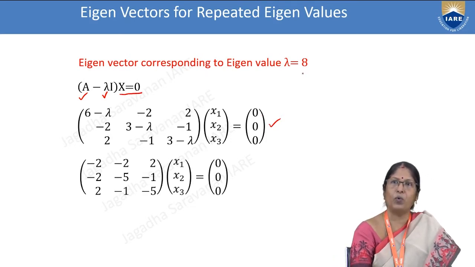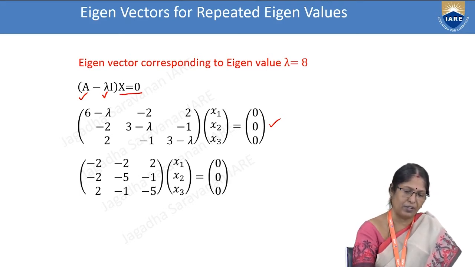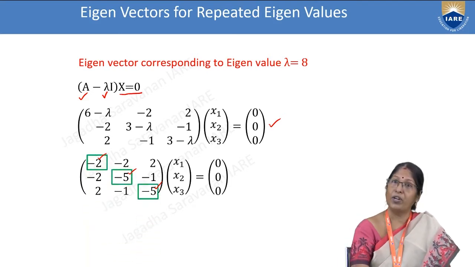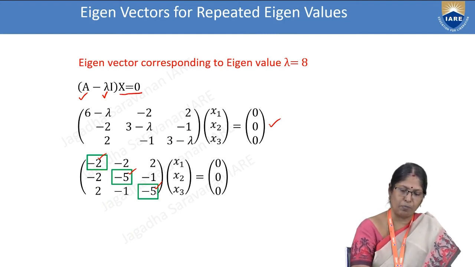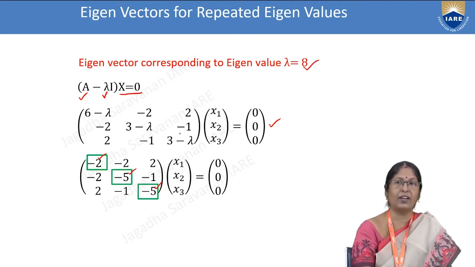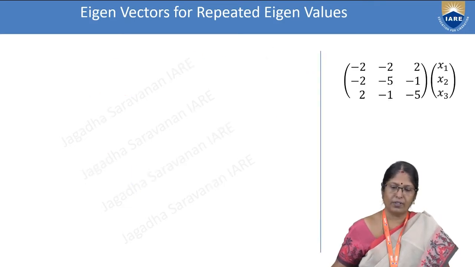Now, lambda equal to 8. Wherever lambda is there, we are going to substitute 8. So the changes will be here only. 6 minus 8, 3 minus lambda, that is 3 minus 8, and so on. You can see the animations here, which help us understand more. That is minus 2, minus 5, minus 5. These elements which lie on the principal diagonal, how did we get them? Lambda equal to 8 is substituted here and we got it.